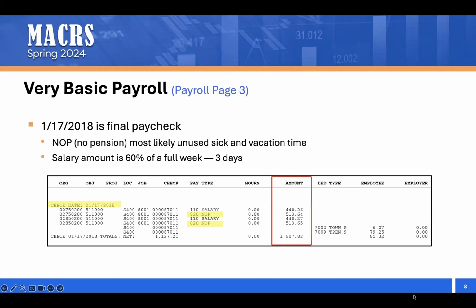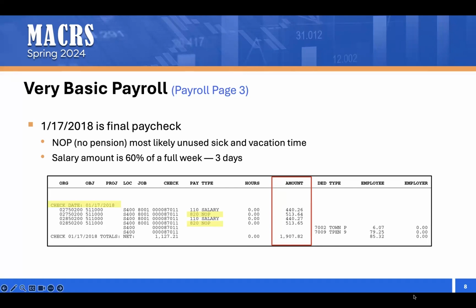In this particular case, nothing is labeled sick or vacation time, but the code and the description there, NOP, it's just a generic code for non-pensionable. So probably every system has some type of just generic no pension. You might see vacation no pension or sick no pension. So in this case, you can tell deductions were not taken on the payout of lump sum accrued time.